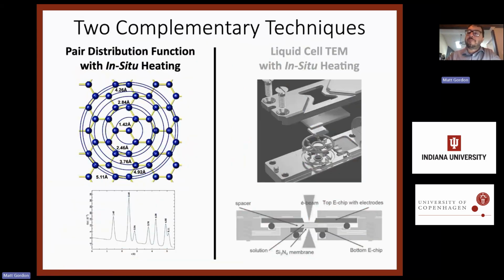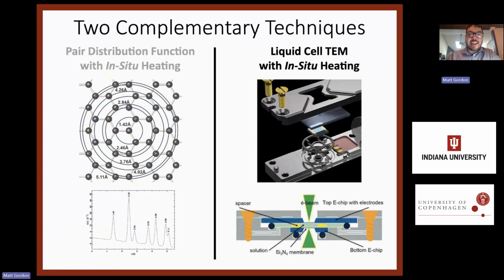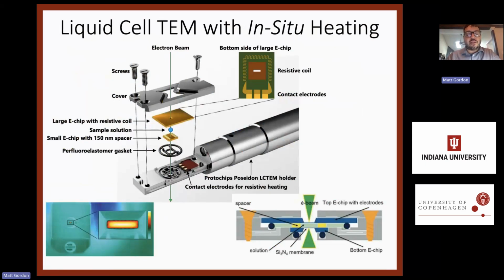And then getting to the liquid cell TEM work that I know the audience here is excited to see. We wanted to do the same experiment of heating up our precursor, now be able to watch those particles form in real time.